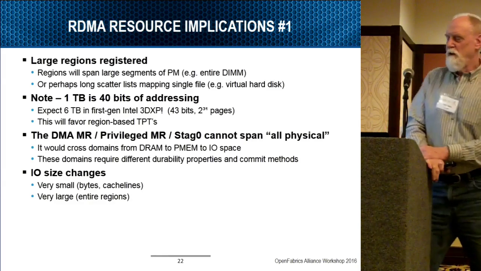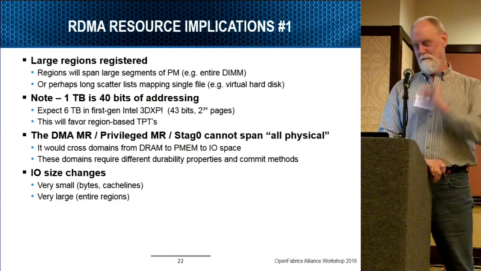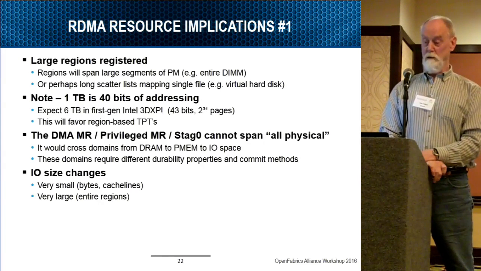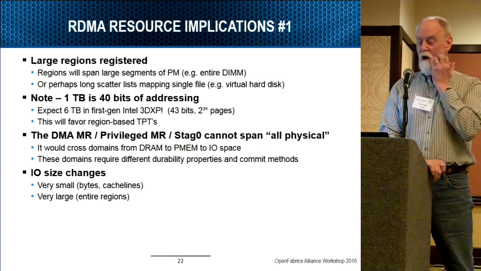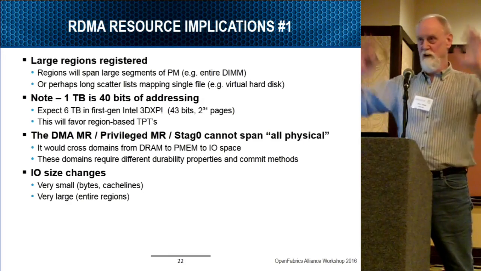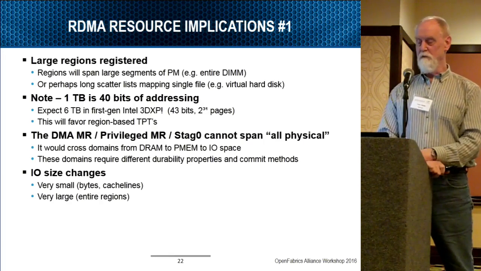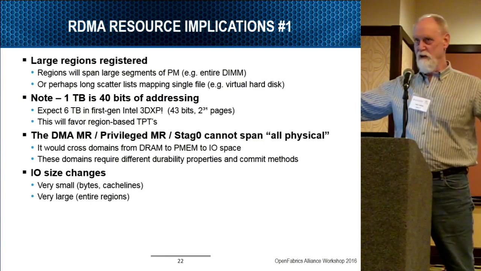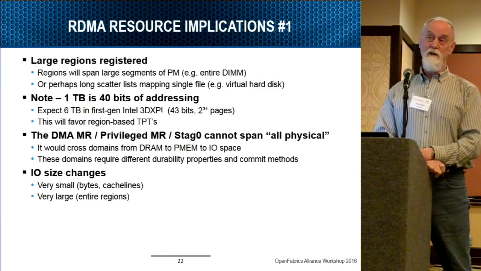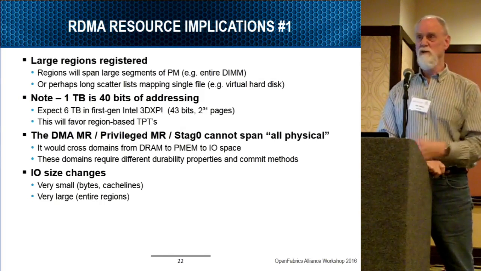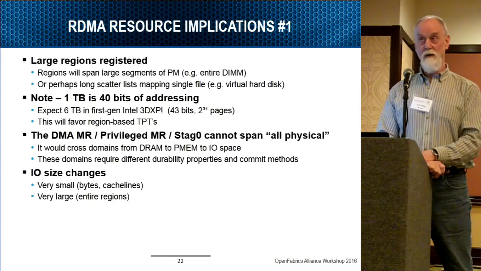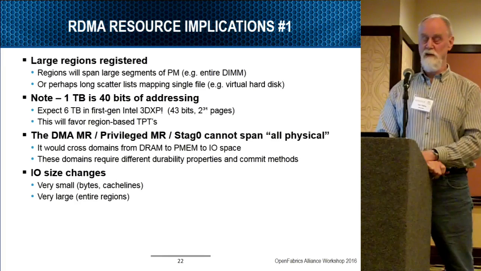Second thing, RDMA resources. There are 2 slides for this because I've got a lot of things to talk about. First of all, we're going to be registering large regions, like really large regions, the entire DIMM, or at least really long scatter lists that map to a file. Let's say we have a virtual hard drive with a bunch of sectors all scattered around because the file system did that. We're going to have these really long scatter lists or really big things to map. All our regions are going to be large. Today, all our regions are quite small. They're the size of an I/O, which is 4K, 8K, 1 meg, that kind of thing. Those aren't very big. Now we're talking gigs, many gigs, terabytes, who knows.